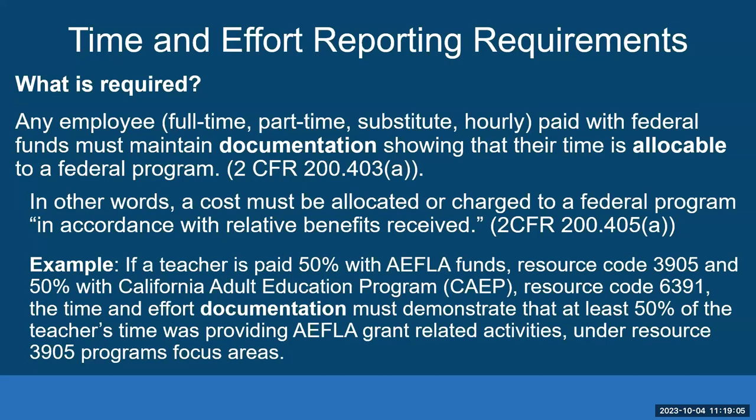Okay, I hope we're all good now. The only thing I wanted to mention on allocation, or allocability, is that really the easiest way to demonstrate it is to have the employees include on the time and effort record, whether it's a semi-annual certification or personal activity report, a clear statement of the activity on the actual time the employee is working, benefiting the programs, whether it's AEFLA or the other resources the employee is compensated for. We'll cover some forms that have space to document the activity and the time. In upcoming slides, we'll have samples that will hopefully help you understand the requirements better.